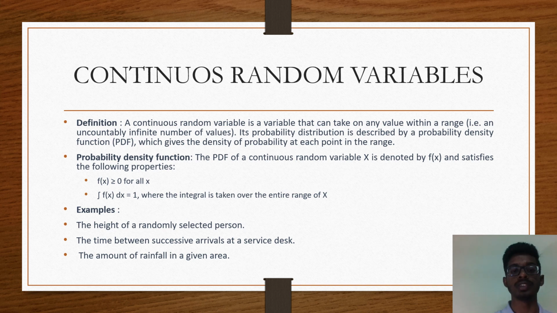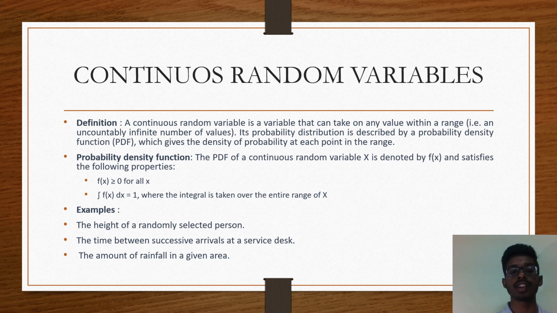Continuous random variables. A continuous random variable is a variable that can take any value within a range, that is, an uncountably infinite number of values. Its probability distribution is described by a probability density function, which gives the density of probability at each point in the range.